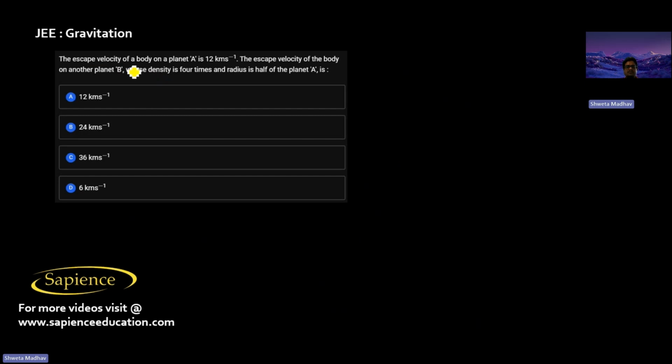And here it is told the escape velocity of a body on a planet A is 12 km per second. What is the escape velocity of the body on another planet B, whose density is 4 times and radius is half of the planet A? So the escape velocity on another planet will be how much?